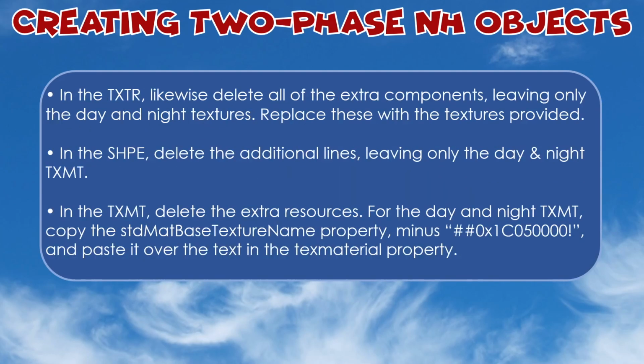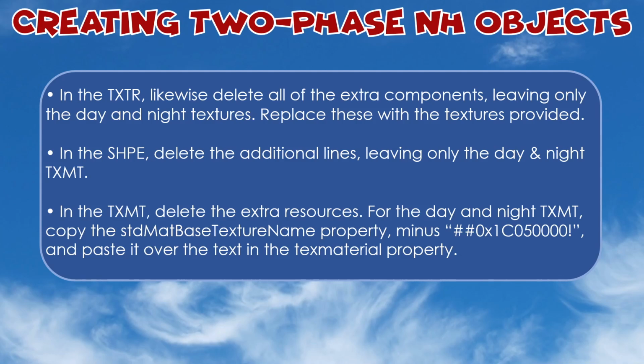In the TXTR, we can delete the extra components, leaving only the day and night textures. Then we replace those with the textures that I provide in the post. Then in the shape, we delete the extra lines, so we're leaving only the day and night. Then in TXMT, we delete the extra resources, so we're just leaving the day and night phases of the TXMT. And that should be it. Once you have added the textures, added the meshes, and deleted the extra resources, they should work as a 2-phase object.